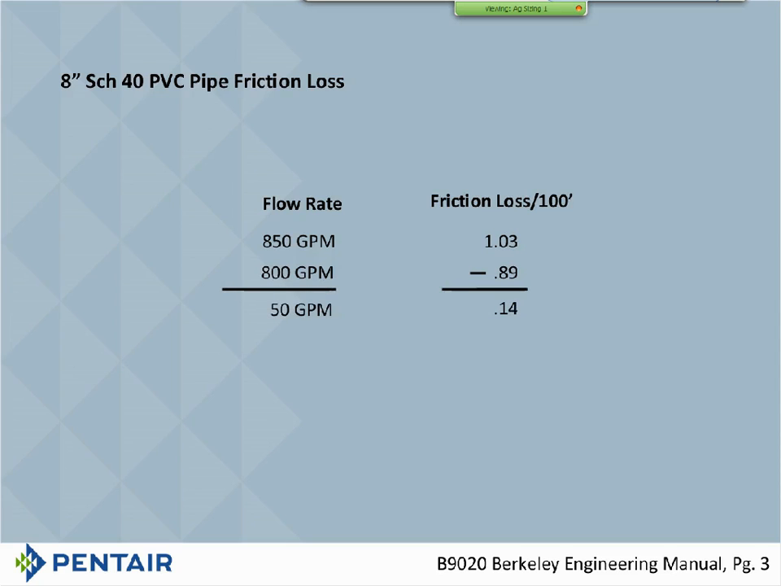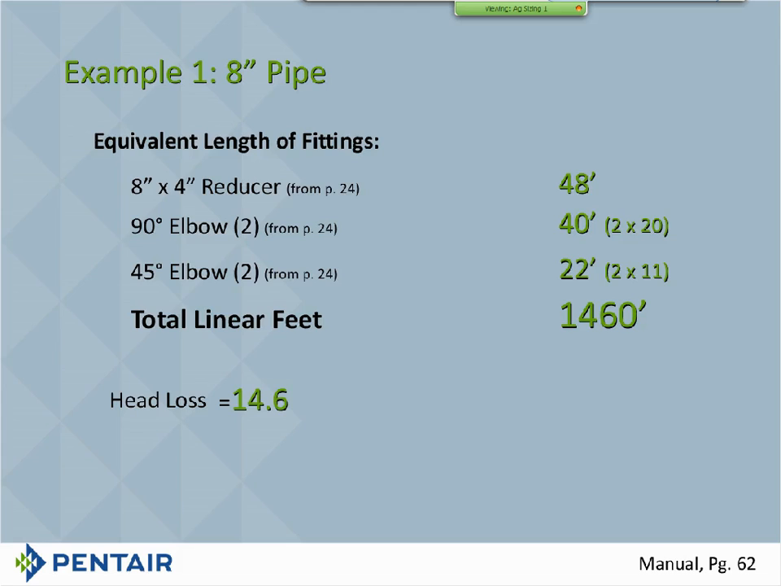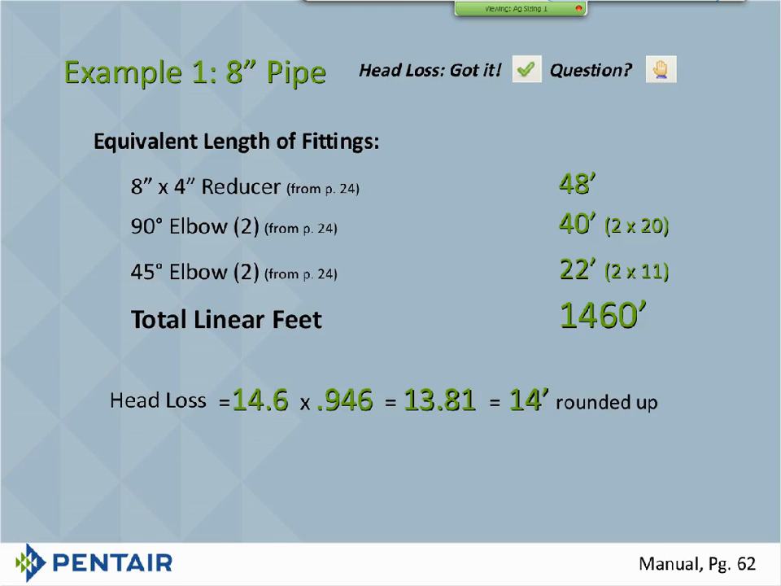Once again, we're 50 gallons difference, so our 20 gallons is going to make up 40% of that. So I take 0.4 times 0.14, I come up with 0.056, add that to the 0.89, and at 820 gallons a minute, I'm going to be at 0.946. Okay? So if I take my 0.946 and multiply that by 14.6, I come up with 13.81. Of course, we're going to round that up to 14 feet. So the head loss through section D here is now 14 feet.